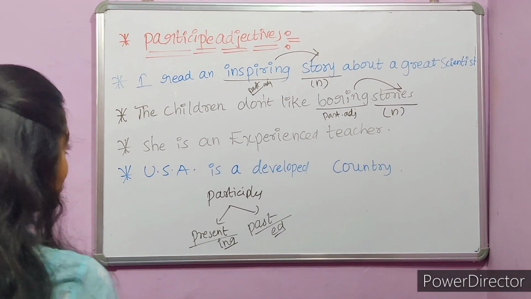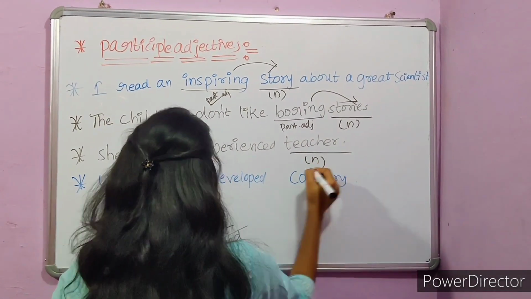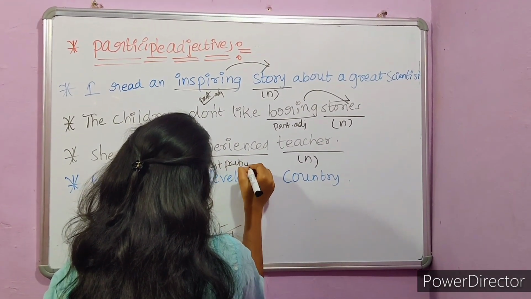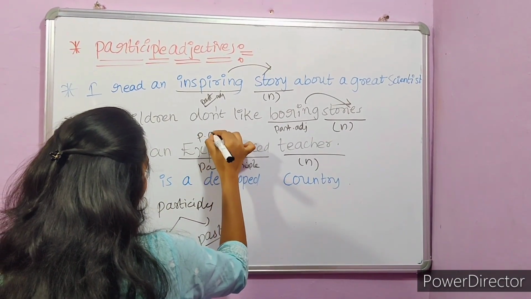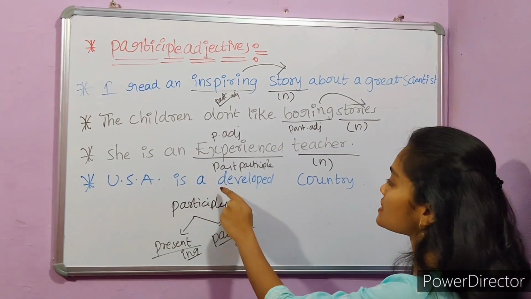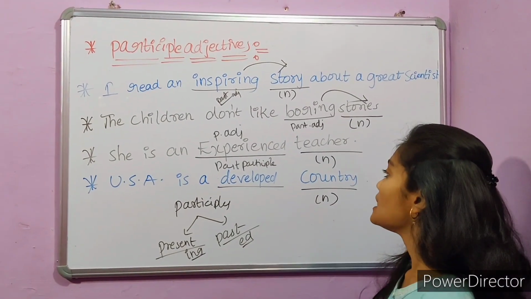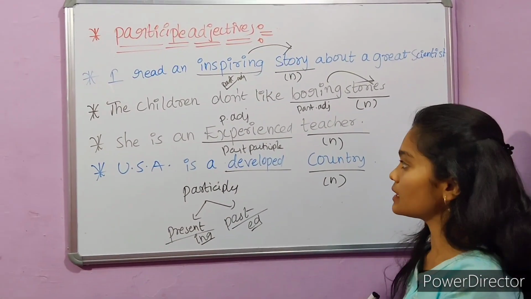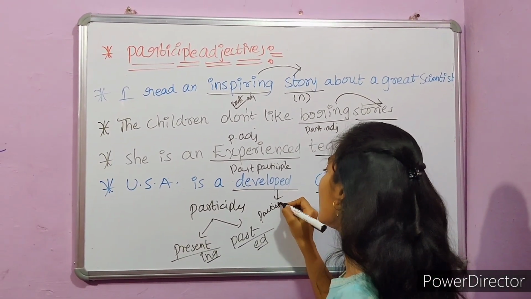In the third sentence, she is an experienced teacher. Teacher is a noun and experienced is a past participle form that describes the noun teacher. So it is a participle adjective. In the last sentence, USA is a developed country. Country is a noun and developed is a past participle form that describes the noun country. So it is a participle adjective.